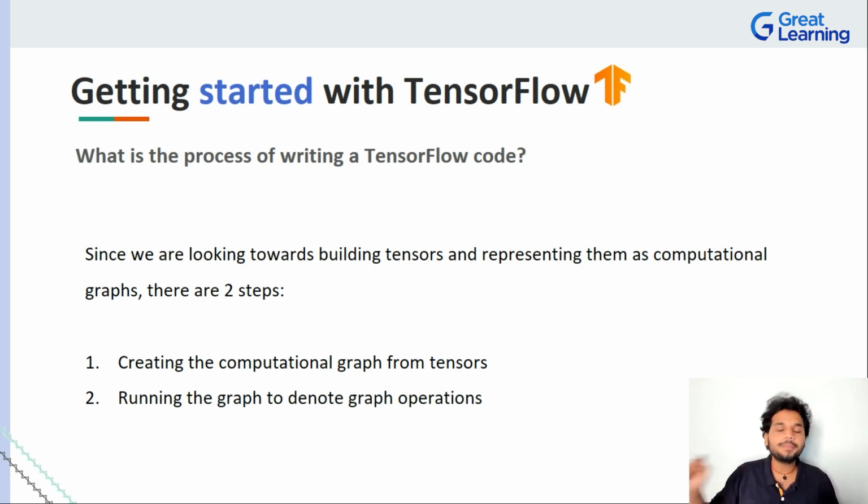So to get to the point where we will have a computational graph in hand, it is important for you to understand that to do this, we require two steps. One is to actually create these computational graphs from tensors. The second thing is to actually run these graphs to make sure that you can work with any sort of graph-related operations, right?